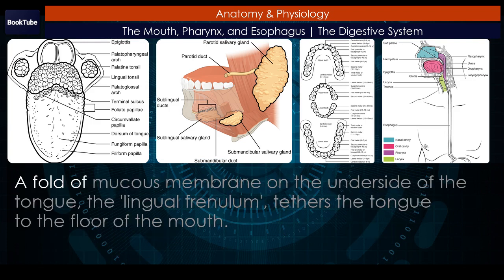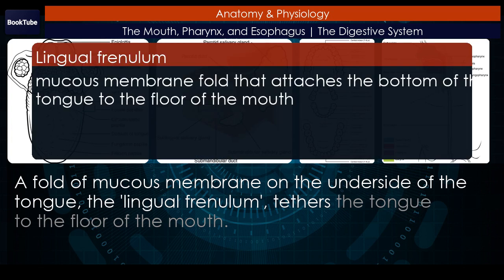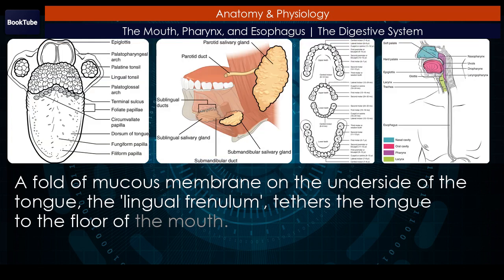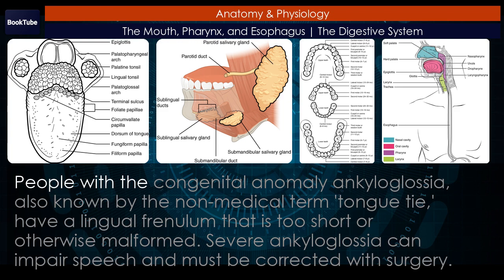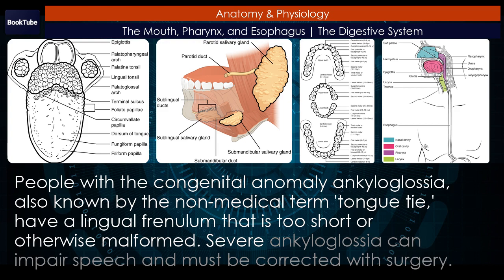A fold of mucous membrane on the underside of the tongue, the lingual frenulum, tethers the tongue to the floor of the mouth. People with the congenital anomaly ankyloglossia, also known by the non-medical term tongue tie, have a lingual frenulum that is too short or otherwise malformed. Severe ankyloglossia can impair speech and must be corrected with surgery.